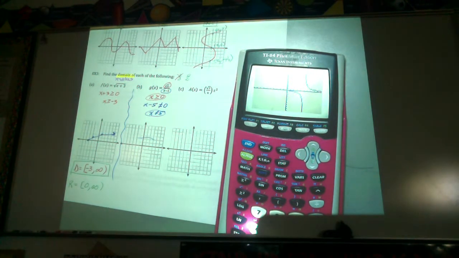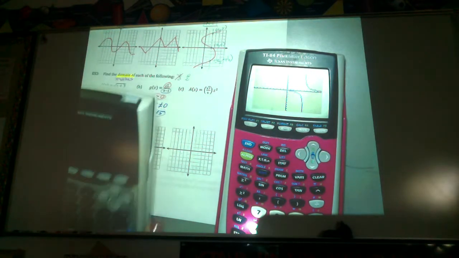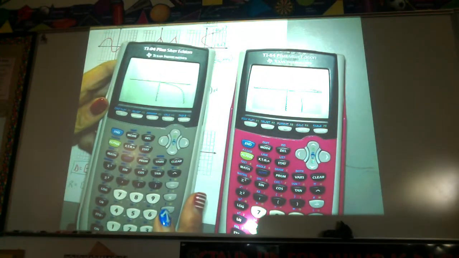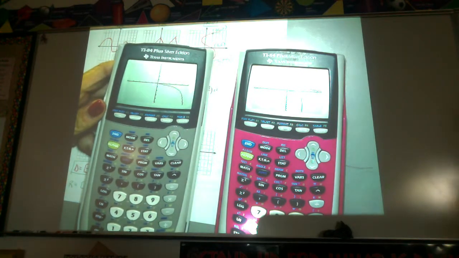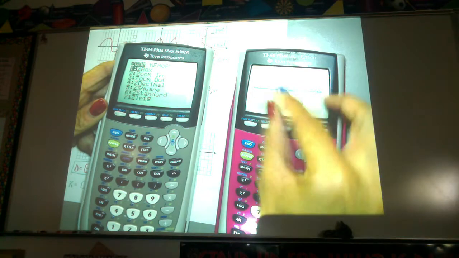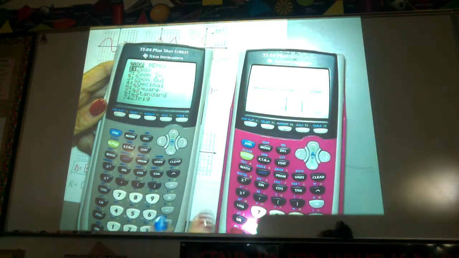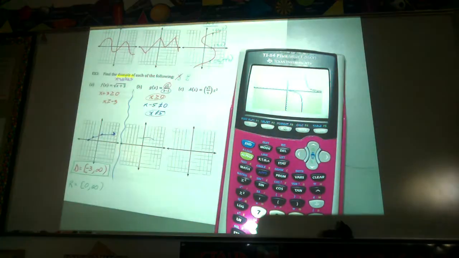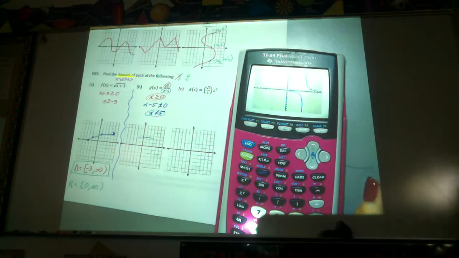This is good because somebody out there in the world might have the same issues. Mostly because it looks like your scale is different than mine, right? So if you go to zoom standard, because it's only showing, it's blowing up this part of the graph only. If you go to zoom standard, now it's going to show the other parts that you're missing. Does that make sense? All right, so we all good?